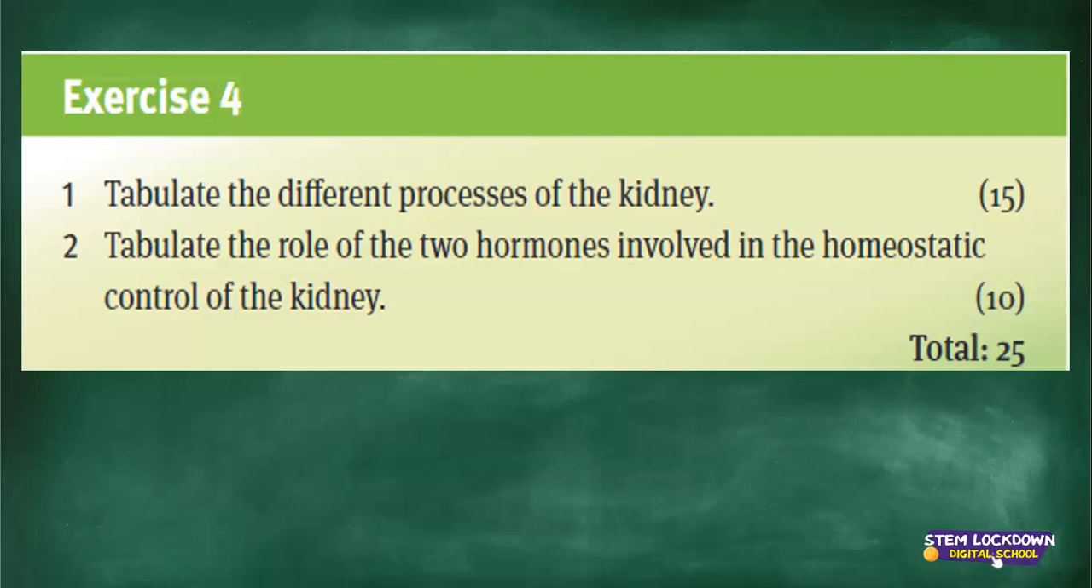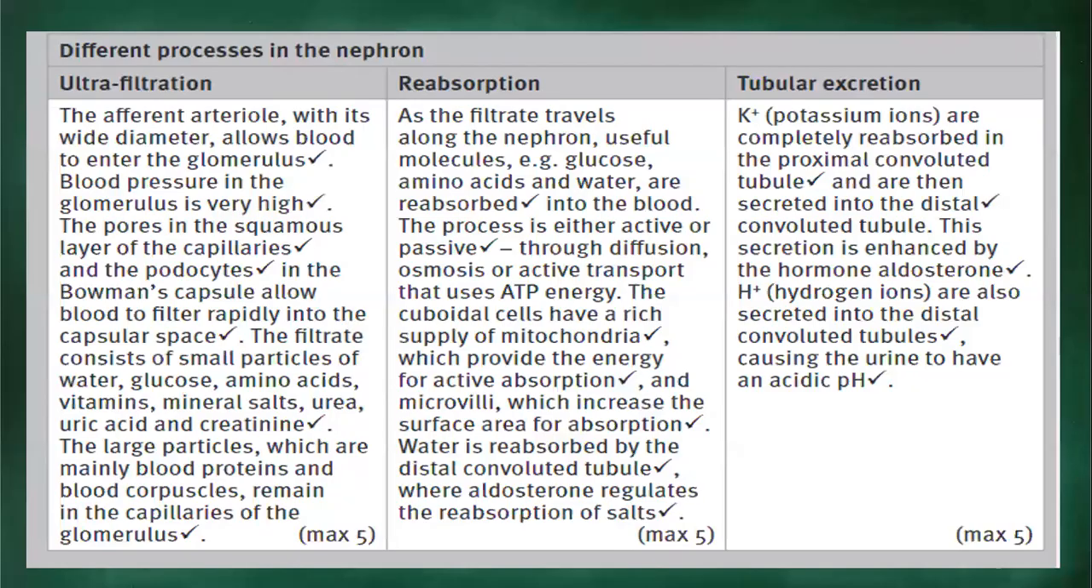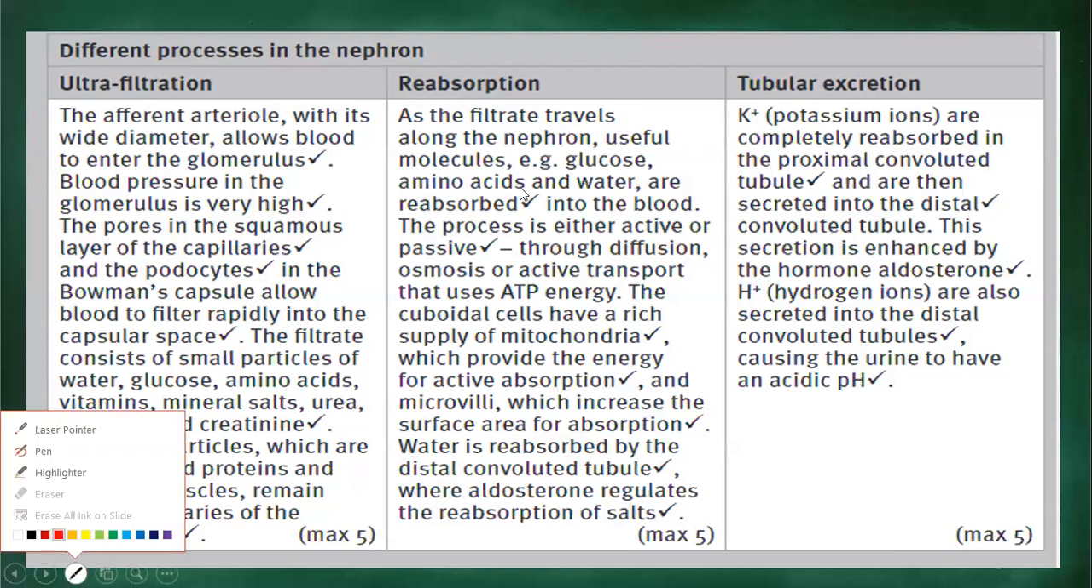Question 1 goes, tabulate the different processes of the kidney. Do you remember the processes of the kidney? I'll only show 3 here. Why? It's 15 marks, so it will be like 5 marks per process. You remember when we did it, we had 5 processes. But right now I have covered the 3: ultrafiltration, reabsorption, and tubular excretion.